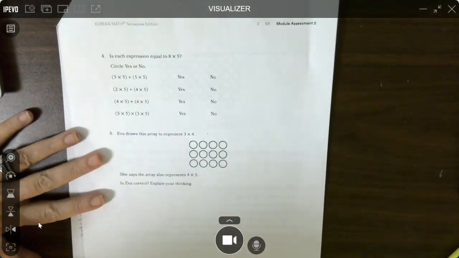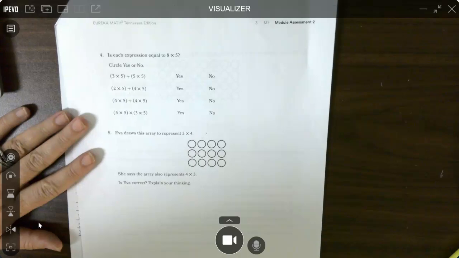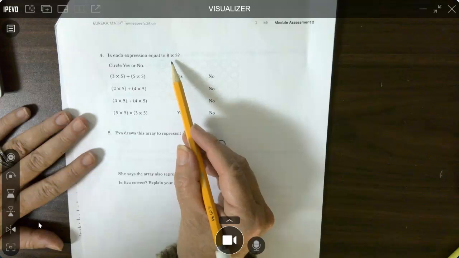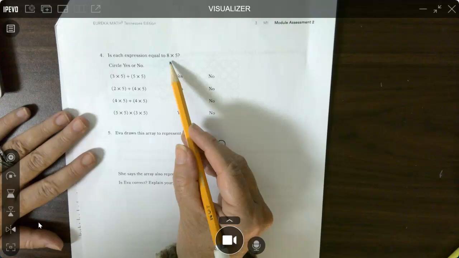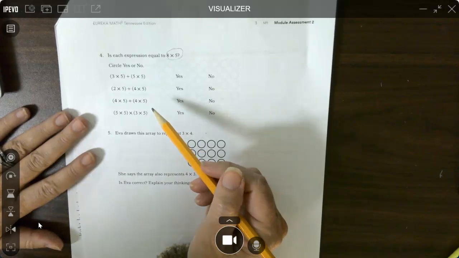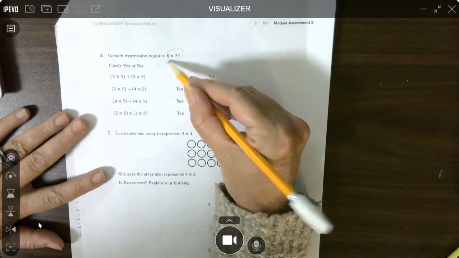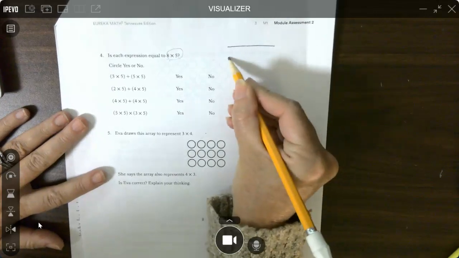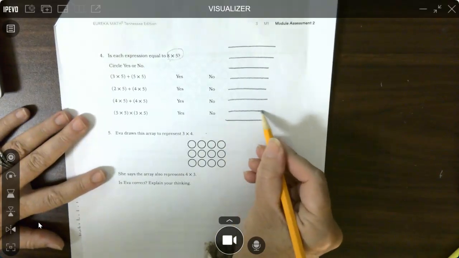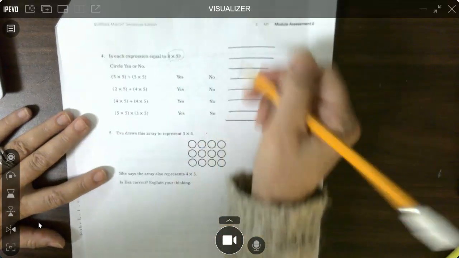Looking at number 4, is each expression equal to 8 groups of 5? So one of the things that we've been doing for this is actually to see if students understand how they can use the distributive property or breaking a larger multiplication equation into smaller parts to make it easier to solve. We have taught students to use an array and break it apart. So we're going to go ahead and draw 8 rows. 5, 6, 7, 8. And we're going to put 5 things in each row, 8 rows of 5.